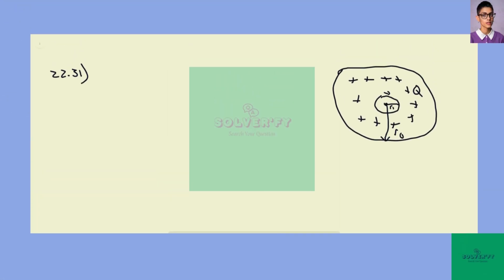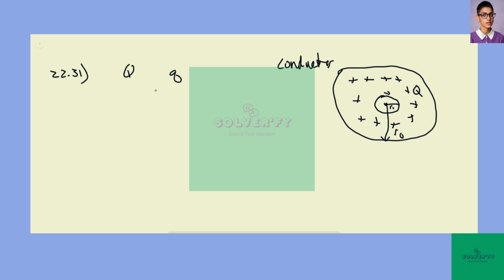Okay, so this is chapter 22, problem 31. We're considering the thick spherical shell of problem 29, where the spherical shell was a non-conductor, so it had charge distributed uniformly. But now we want to imagine this spherical shell as a conductor. So it still carries a total charge of Q, and at its center we have a point charge, little q.